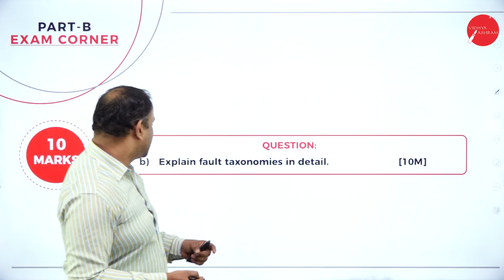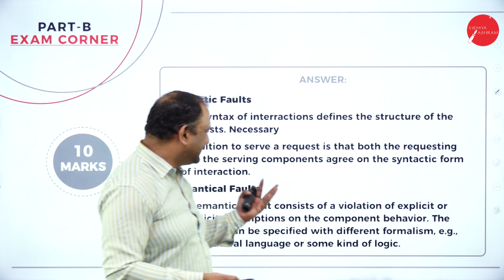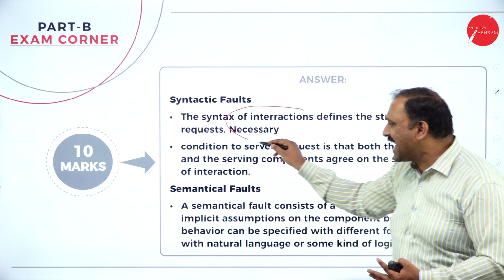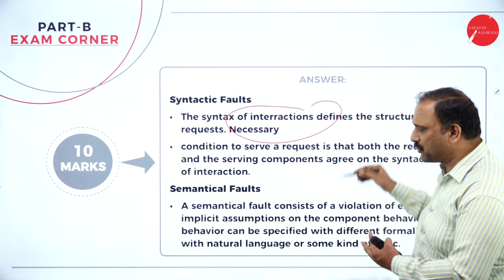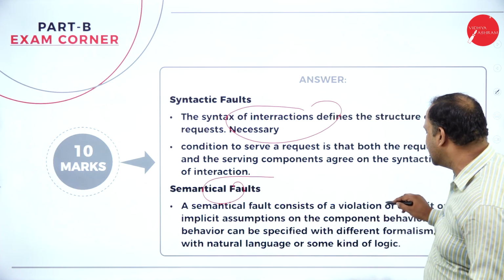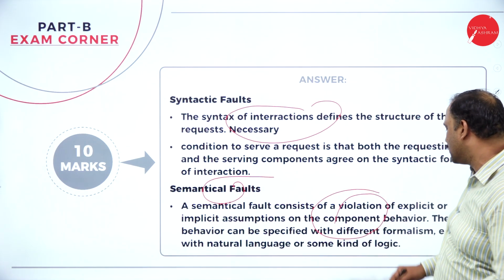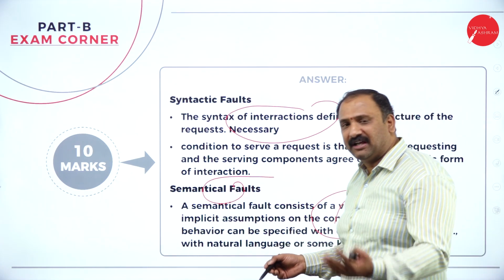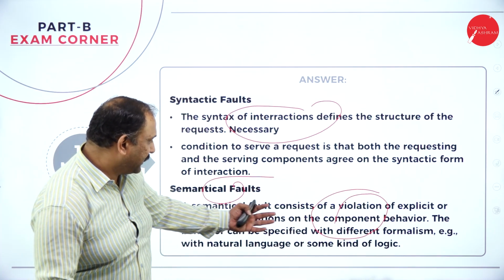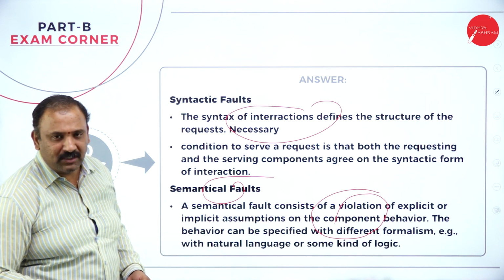Moving further, explain fault taxonomies. Now, there are many kinds of fault taxonomies. Syntactic, which is going to be spoken about here. It is about the syntax, interactions, and conditions that are required to serve, followed by semantical fault. A semantical fault will consist of violation of explicit and implicit assumptions on the component behavior. So, if there are any changes in the behavioral pattern of those particular codes or things, that's where we are going to bring in the semantical faults altogether.